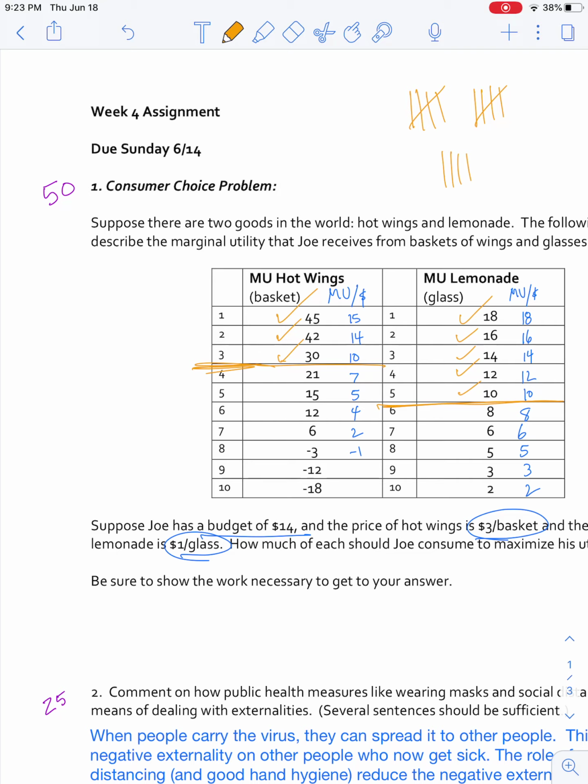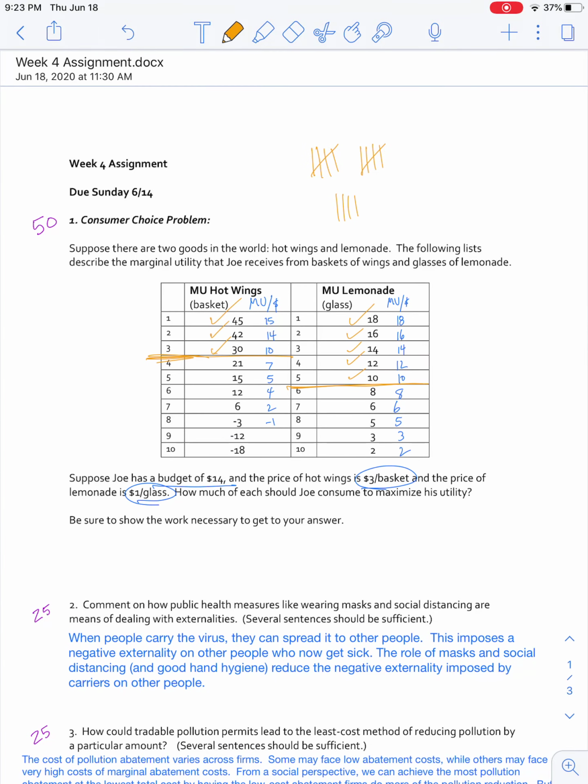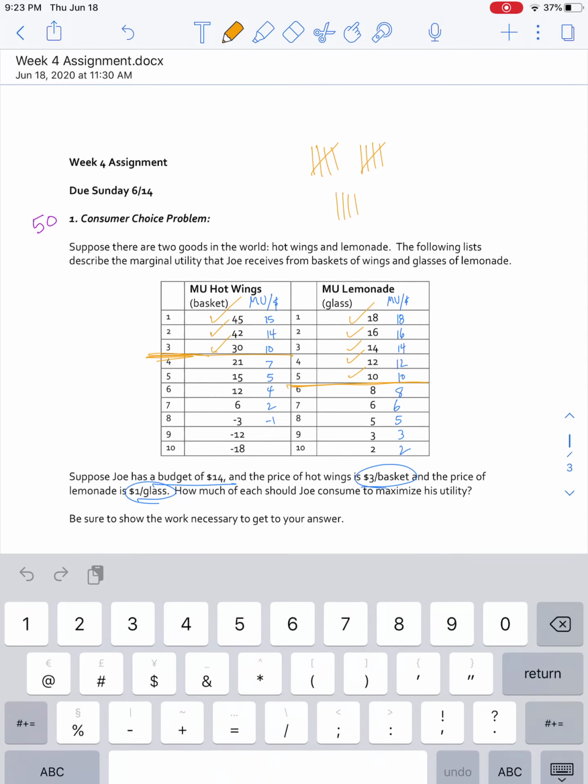And so if you add up the total utility numbers, 45 plus 42 plus 30 from wings, and 18, 16, 14, 12, and 10 from lemonade, that should be the highest amount of total utility he can reach, given those prices and the budget that he has. So that's the correct answer, right?